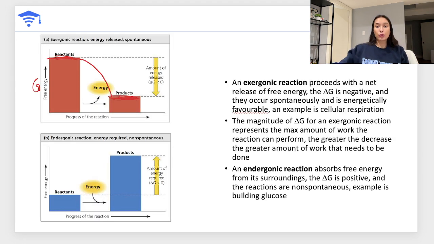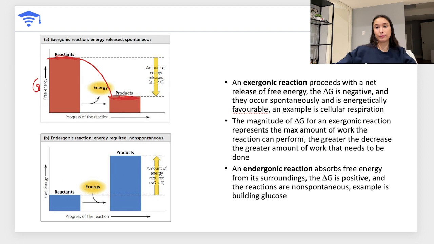Now, because you are dropping down in energy, that energy has to go somewhere, and that energy is released. So because you're going from reactants to products, you're dropping an energy level, and that difference in energy is released. So this releases energy, and this is an exergonic reaction. An exergonic reaction proceeds with a net release of free energy. The delta G is negative, and they occur spontaneously and are energetically favorable. An example is cellular respiration.